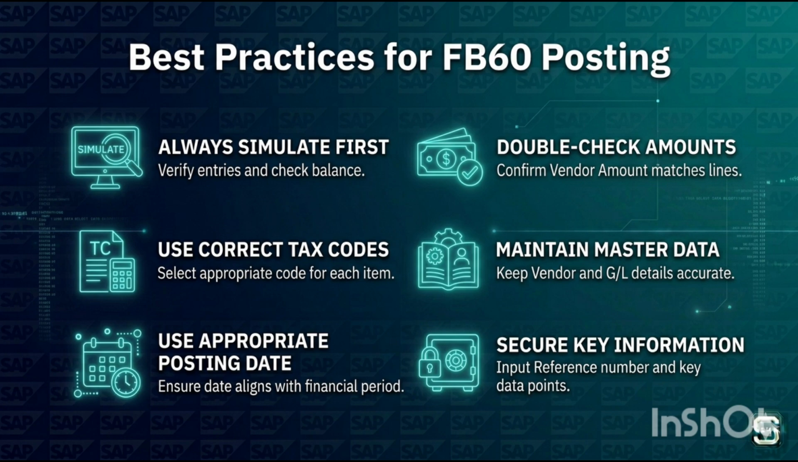Maintain master data. Keep vendor and GL details accurate. Secure key information. Input reference number and key data points must be ensured. So these are some of the best practices. Following these practices will make your accounts payable process efficient, compliant and error free. So this is about the best practices, and previously we discussed some of the common errors that you will normally be facing while using FB60.